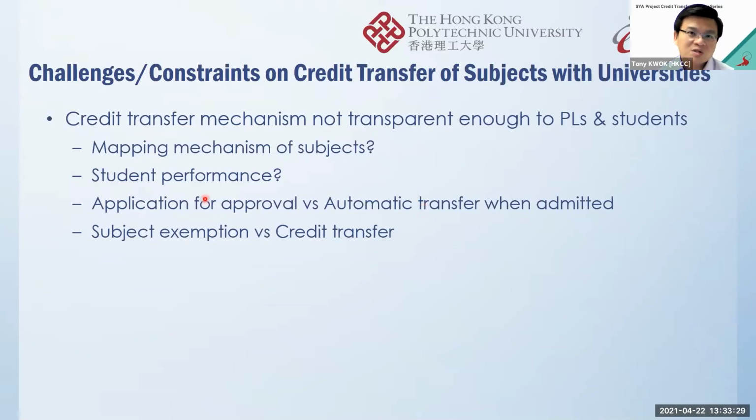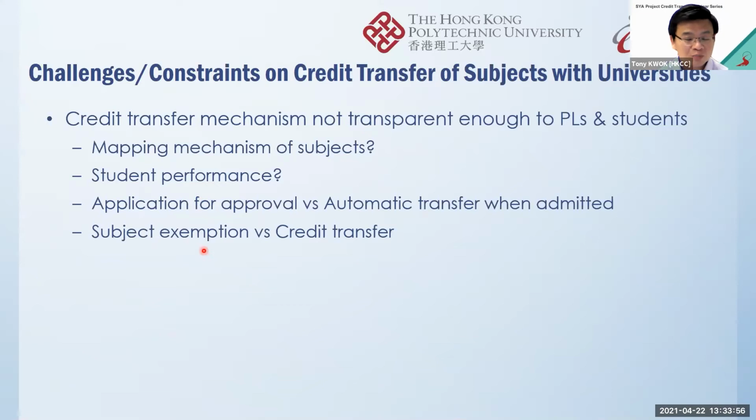And for some students, they have to apply in order to get approval, subject by subject, or as a block. But for some programs, when we have some kind of agreement, we can do automatic transfer. Once they get admitted, they can transfer all the required subjects. But again, it varies in different departments, different programs, different degrees.